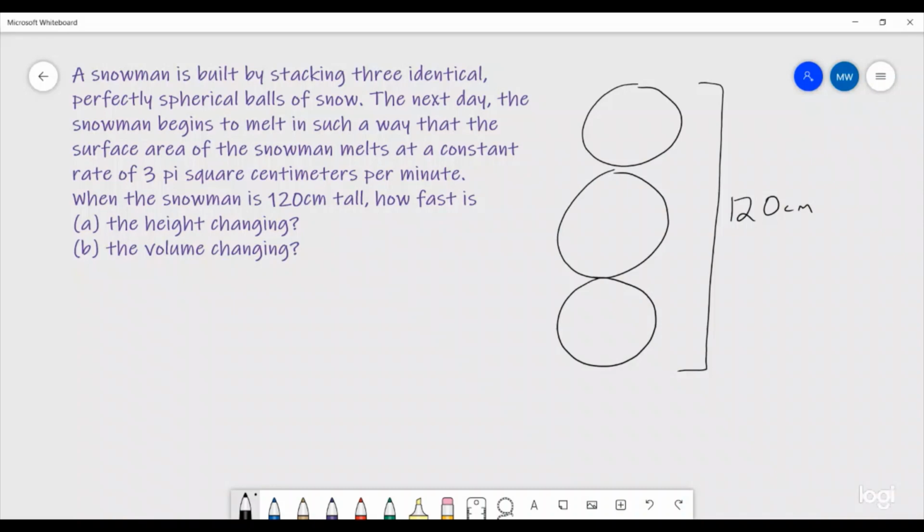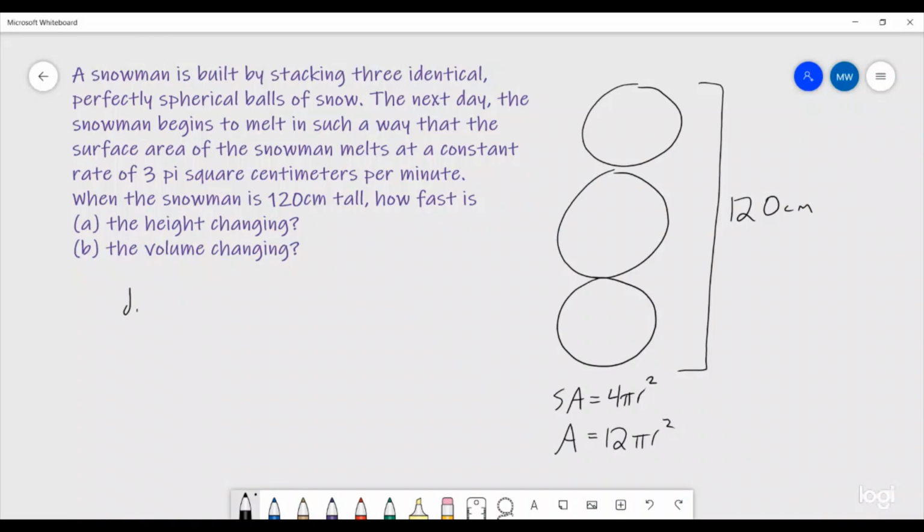So the way we're going to have to do this is we're going to have to find equations that connect height, surface area, and volume all together. So the surface area of a sphere is going to be 4 pi r squared. And since we have 3 spheres, that means our function of total area is going to be 12 pi r squared. And we are told that it's melting at a constant rate of 3 pi square centimeters per minute.